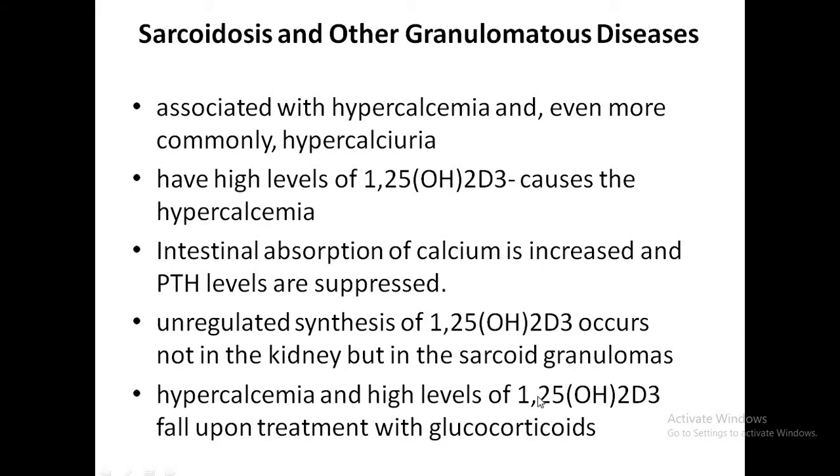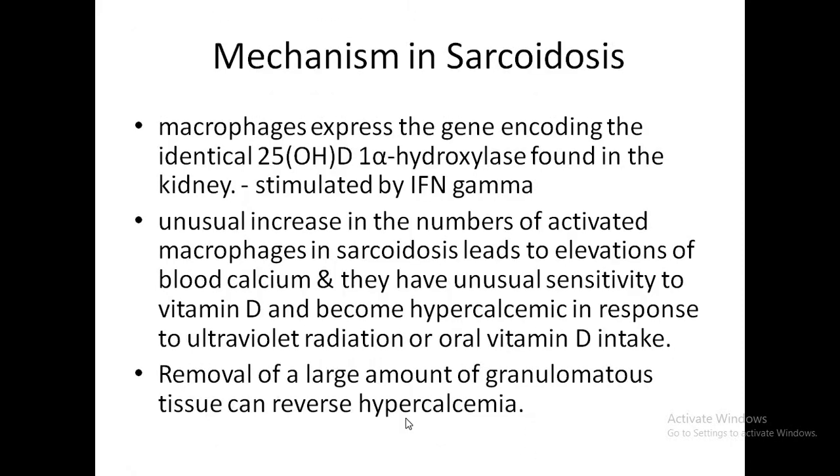And hypercalcemia and high levels of calcitriol fall upon treatment with glucocorticoids, because this increased calcitriol is produced by the macrophages, in fact, and the glucocorticoids suppress their activity. The mechanism is through macrophages. They express a gene which is very similar to the 1-alpha-hydroxylase found in the kidney. So it is stimulated by interferon gamma. These macrophages are stimulated by interferon gamma, and hence lots of vitamin D is produced.